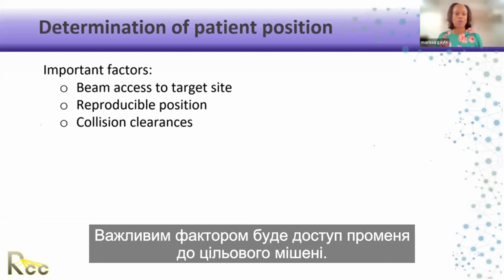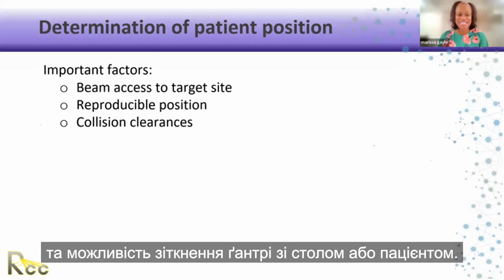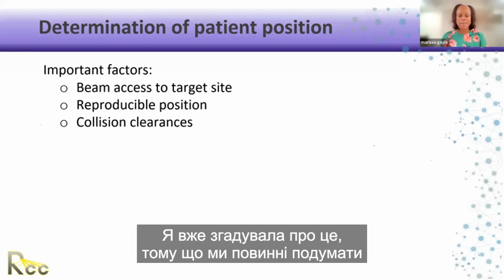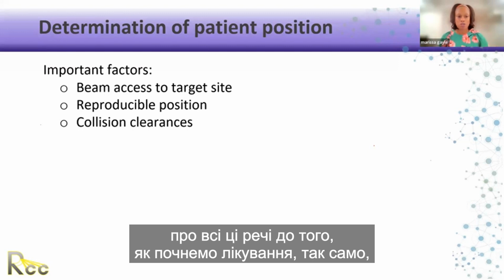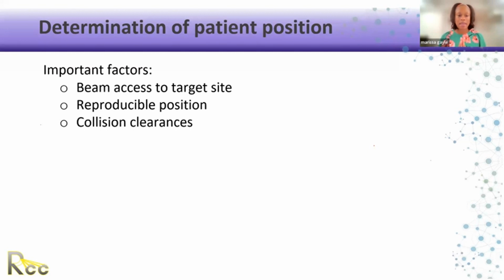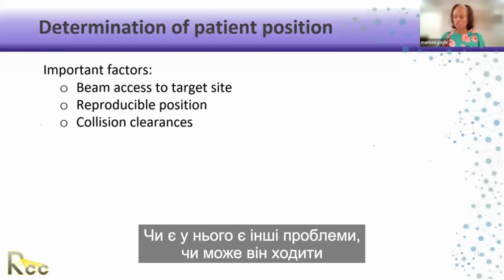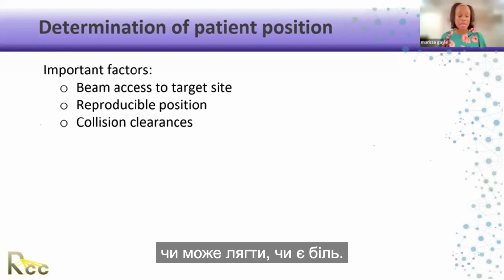Important factors are going to be beam access to the target site, reproducibility of the position, and collision clearance. I mention this at this point because we need to think about all these things before we start the sim. Exactly where are we treating? Head and neck, pelvis? And if we're treating those sites, how is the patient going to be on the table? Do they have other issues? Can they walk? Can they not walk? Are they in pain?